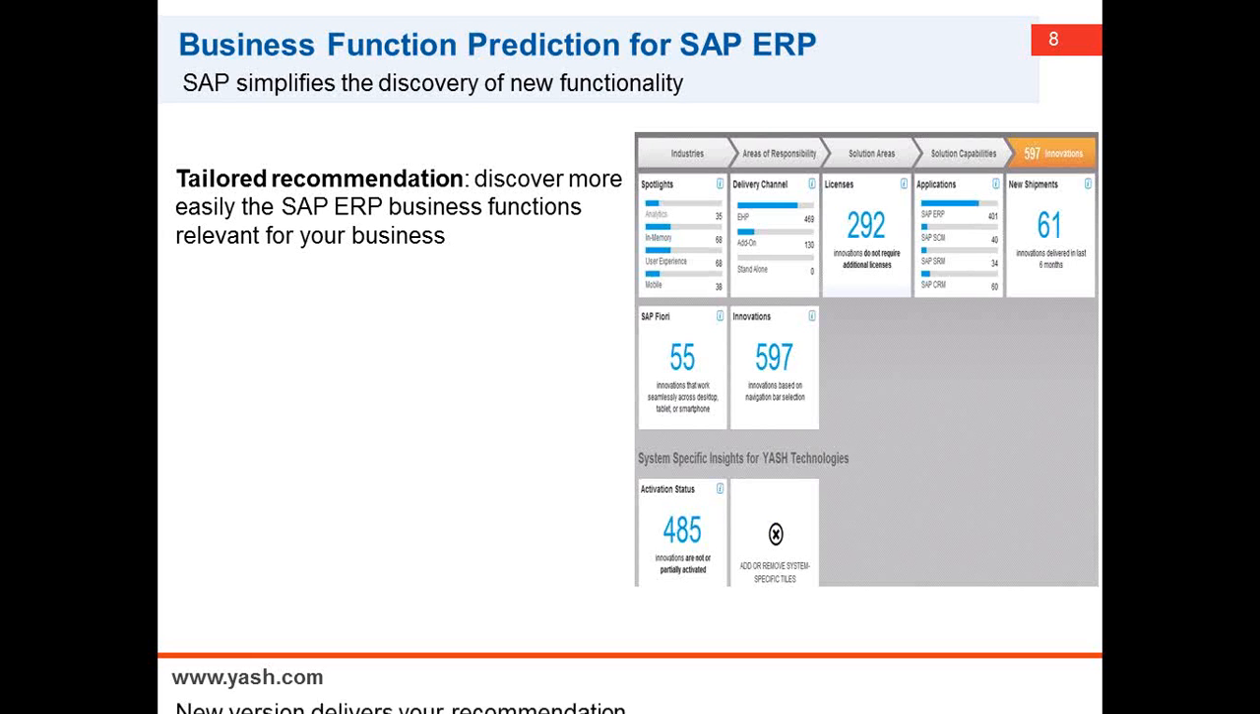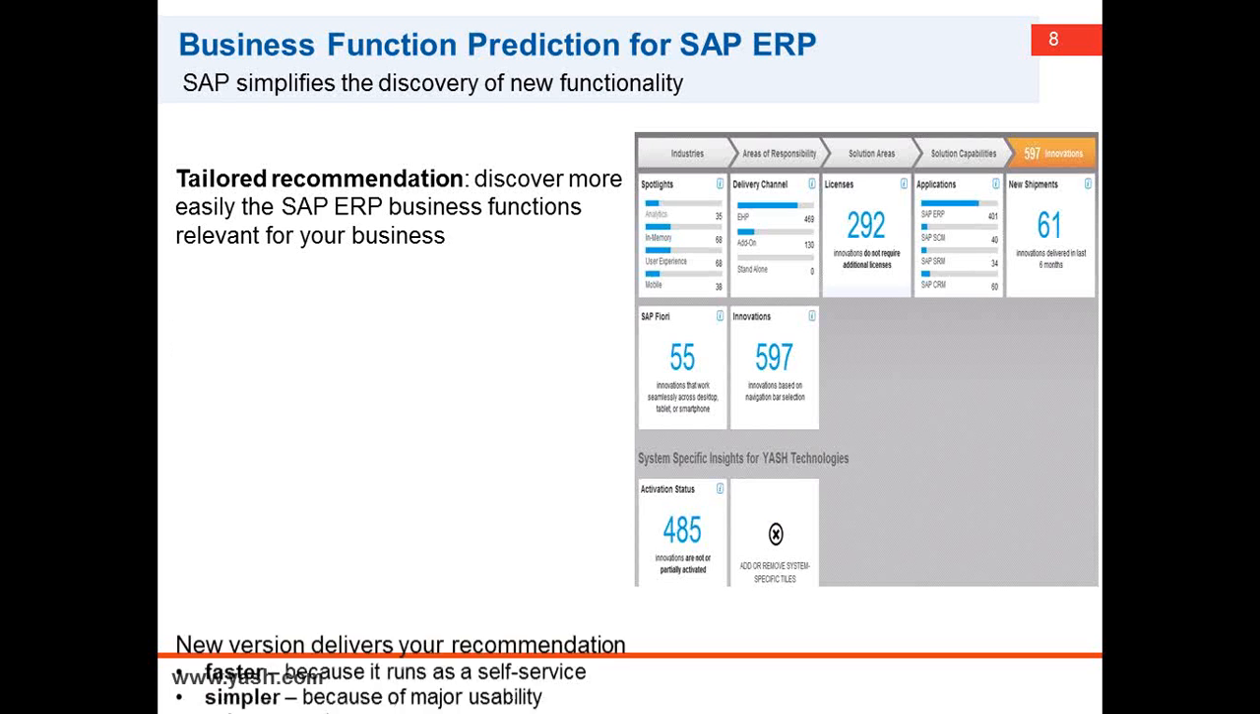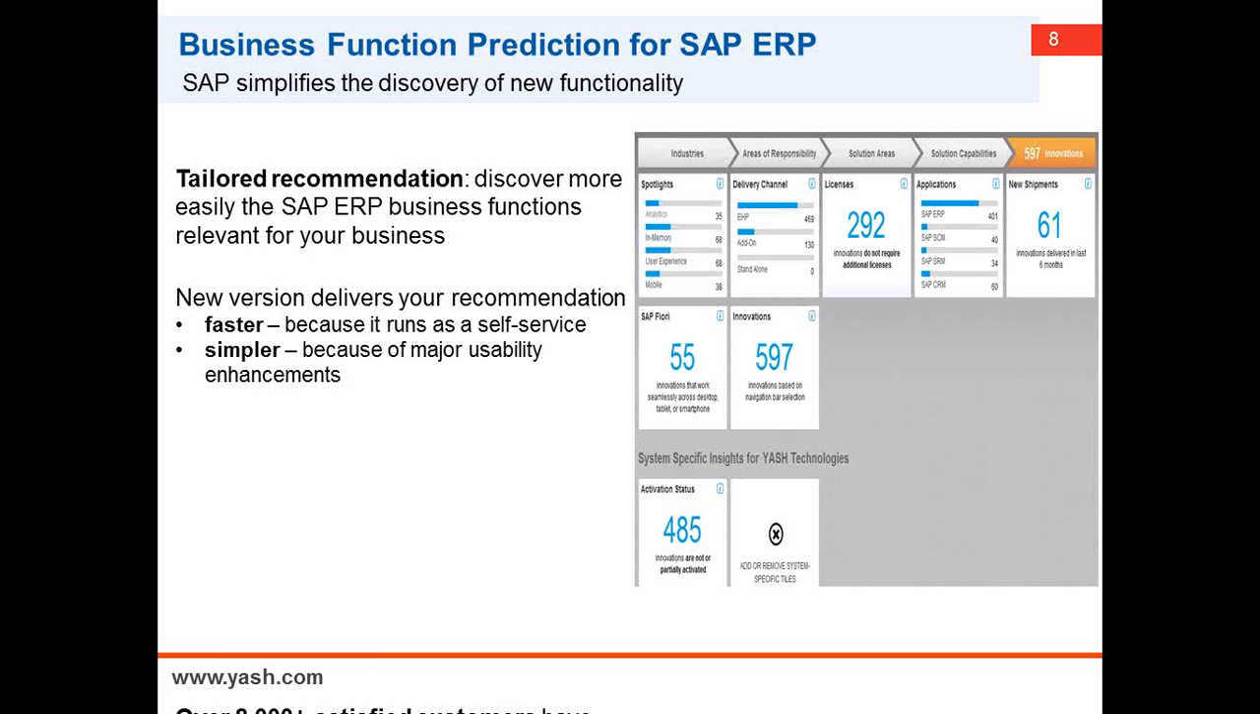You can go to the filters and drill down to the requirement, where you can have a clear picture of the enhancement or the functionalities you need. Using this business function prediction, we have 8,000 customers who are already satisfied with this functionality. And more than 600 customers are already using this new version of BFP, which went live in March 2013.